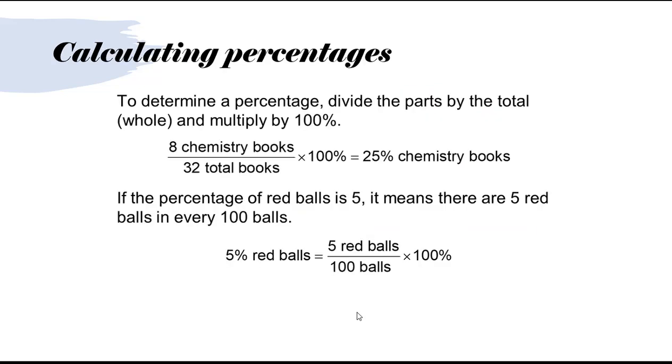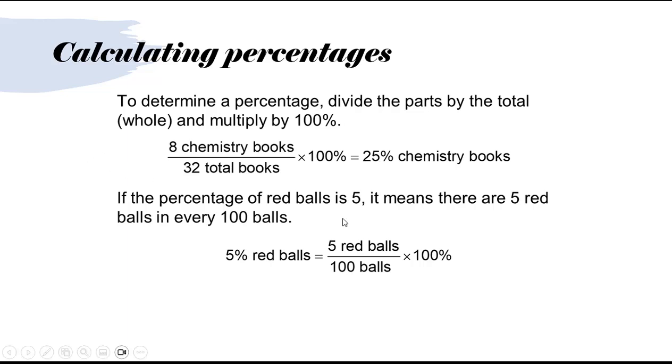Okay, calculating percentages. To determine a percentage, you divide the part by the total whole and multiply by 100%. For example, if you have 8 chemistry books and 32 books total, that's 8 divided by 32 times 100%, which gives you 25% of your books are chemistry books. You're doing pretty good if 25% of your books are chemistry books. I'd be pretty proud of y'all.